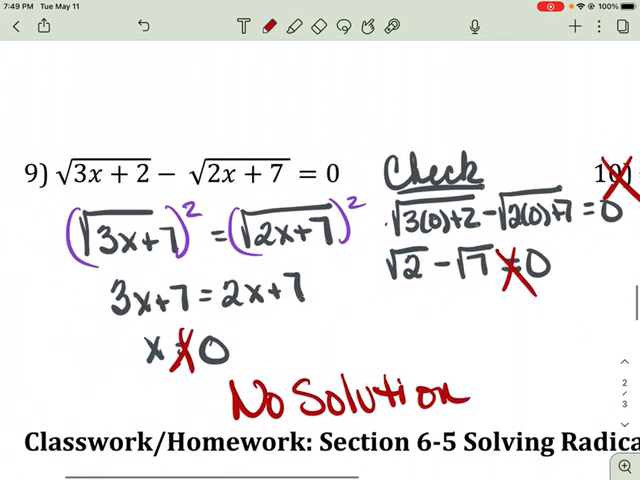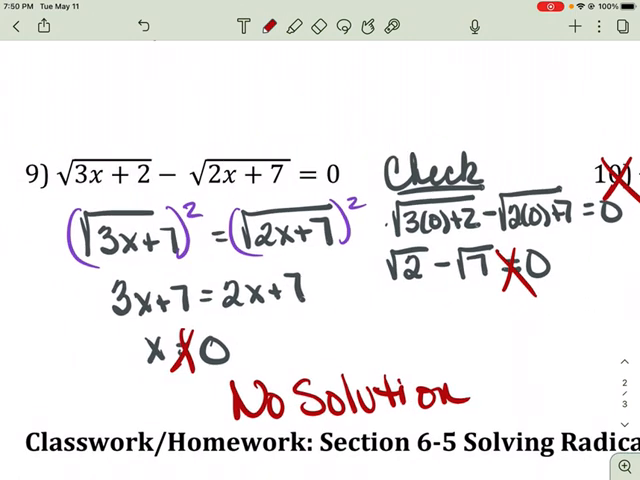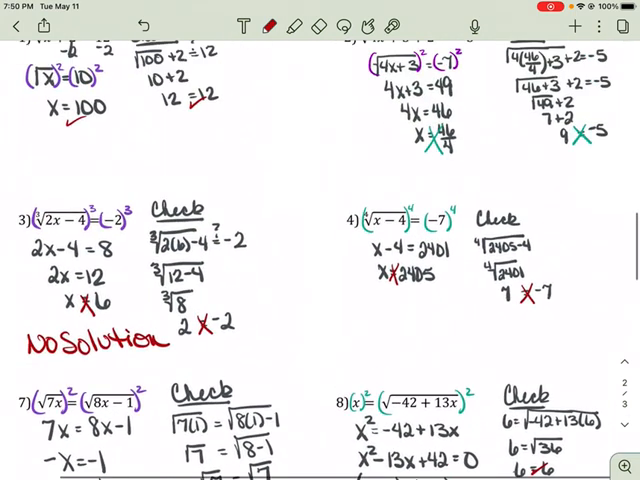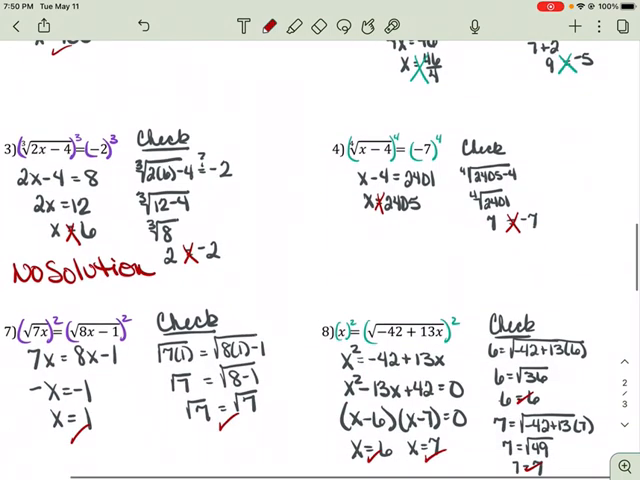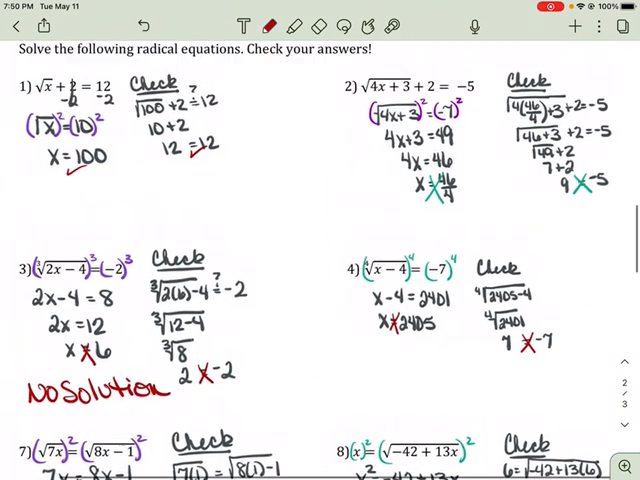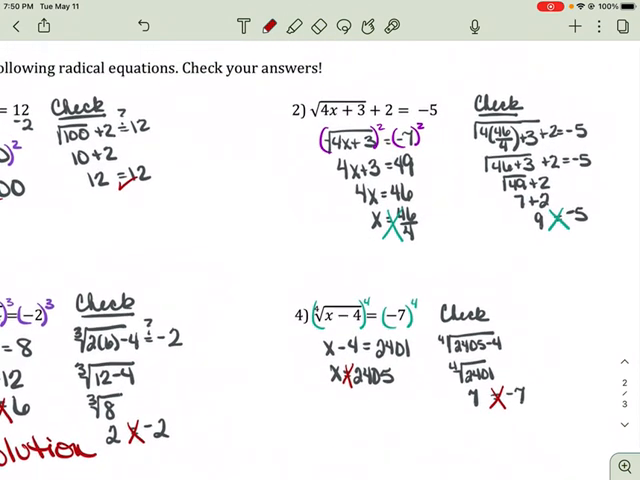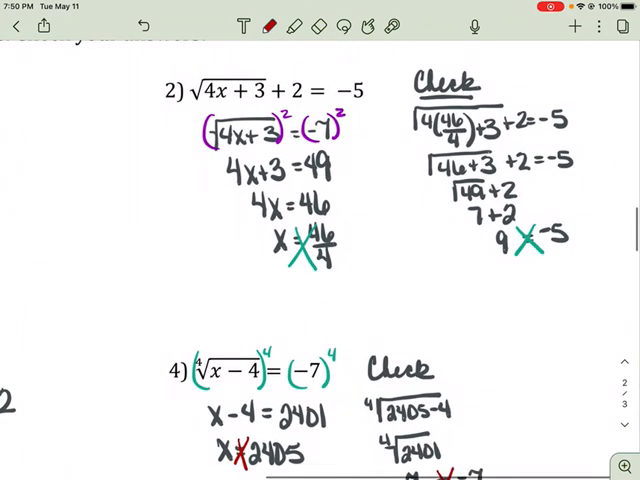All right, so why don't we try 2, 4, and 6? Okay, or 2, 4, and 8. I don't know why there's no 6. Pause the video, try 2, 4, and 8. All right, let's check it out. So in the first one, we had to subtract the 2. And I get 46 out of 4. That's okay. I put in the check and I end up with 9 equals negative 5. Not even close. So therefore, no solution.